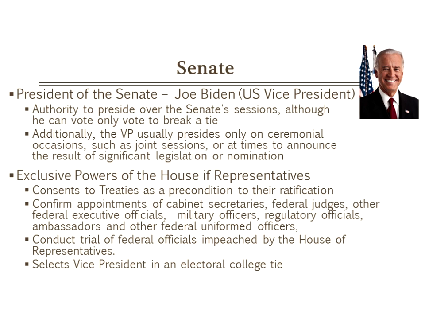Now, the exclusive powers that the Senate has, and not the House of Representatives, since the slide should say the Senate, are that they consent to treaties as a precondition to their ratification. They also confirm appointments of cabinet secretaries, federal judges, other federal executive officials, military officials, regulatory officials, ambassadors, and other federal uniformed officers. They conduct a trial of federal officials impeached by the House of Representatives, and also they select the Vice President in an electoral college tie.